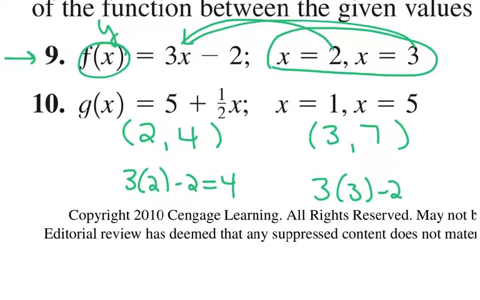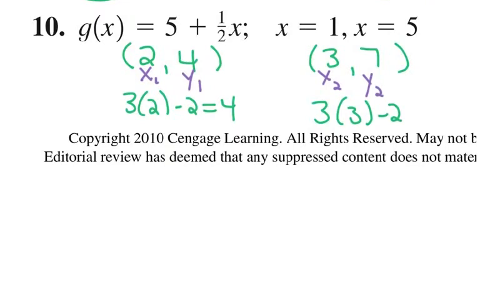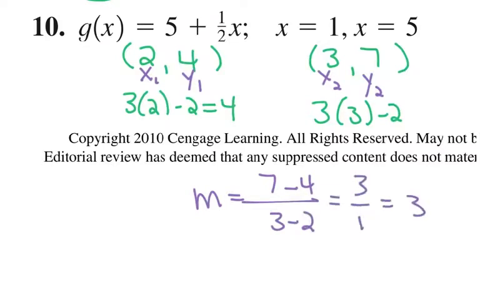So now I have my 2 ordered pairs, x1, y1, x2, y2. And we're going to plug them into the slope formula to find the average rate of change. y2 minus y1 over x2 minus x1. 3 over 1 equals 3.